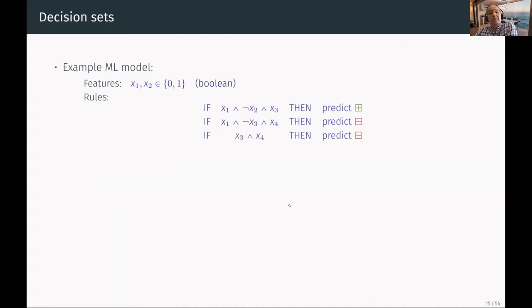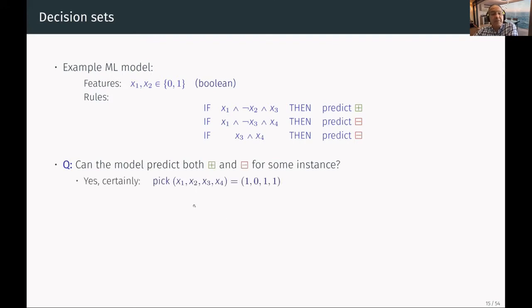A more complicated example. In this case, again, I have ordered rules, 3 different rules. All of them are Boolean to keep things simple. And I have 1 rule to predict plus and 2 rules to predict minus. So again, I can ask the same question: can I predict plus and minus both at the same time for some point in feature space? And again, if you think about it, the answer is yes. We have 4 points, 0, 1, 0, 1, 1, 1, and if you plug in the values, with 1, 0, 1, 1 this is false, but with 1, 1 this is true, and that one is also true, so I'm going to predict plus and minus.